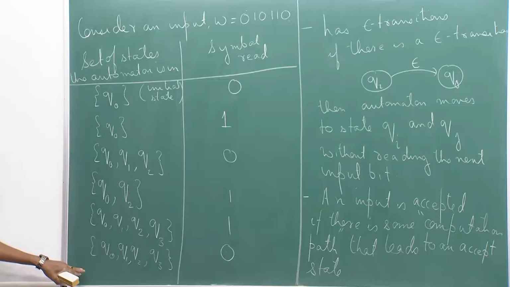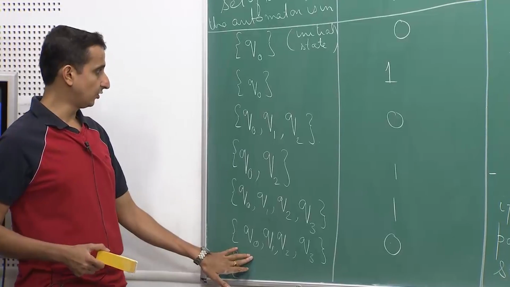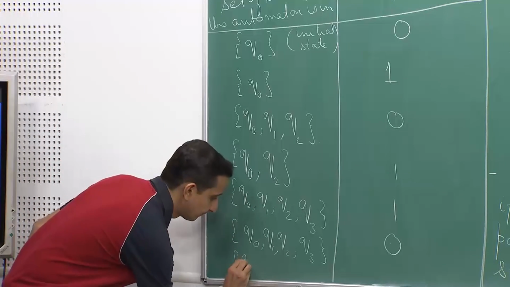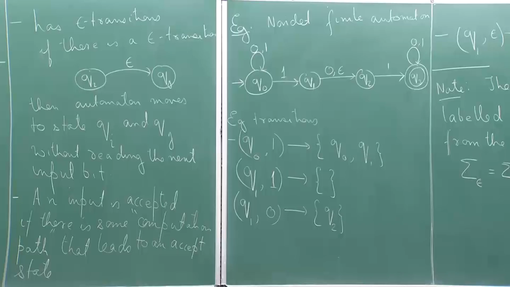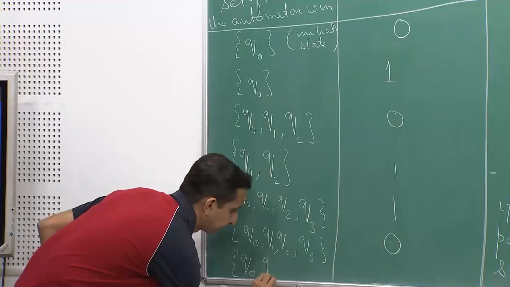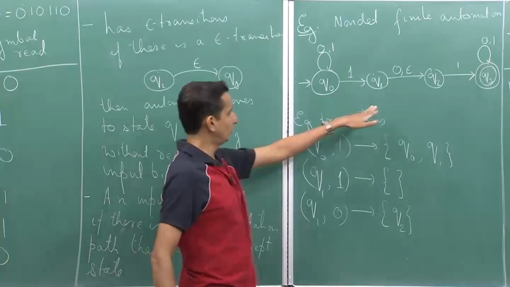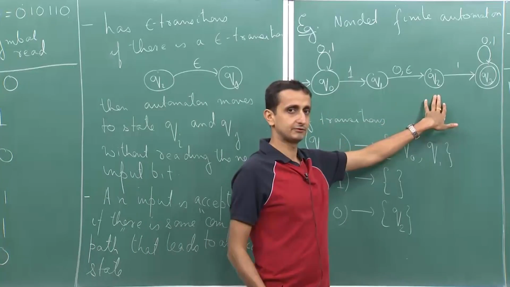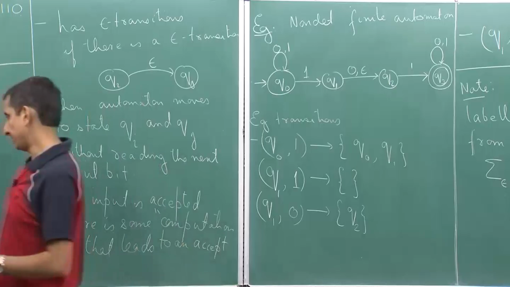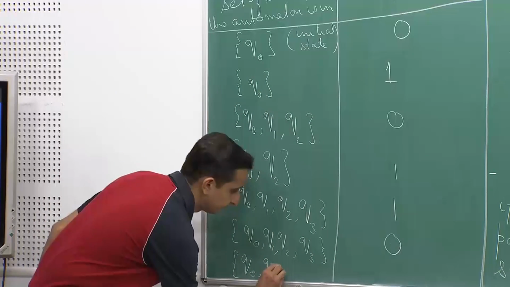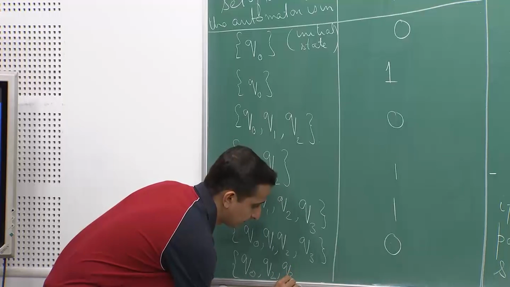Only one more bit remains, the last bit, that is a 0. On reading a 0, let us see what happens. From Q0 on a 0 we stay at Q0. From Q1 on a 0 we go to Q2. From Q2 on a 0 we do not go anywhere, so that is the empty set, and from Q3 on a 0 we stay at Q3. So, we have Q0, Q2 and Q3.